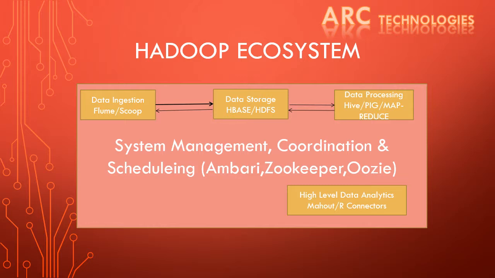Now when all this data has been ingested, stored, and processed, it has to be used for something. Then we have some high-level data analytics like Mahout or R Connect, which the data scientists use. And then everything has to be closely correlated, coordinated, and managed. So for that we have Ambari, Zookeeper, and Oozie. The significance that every block and every component has, we'll be seeing in the later part of this lecture.